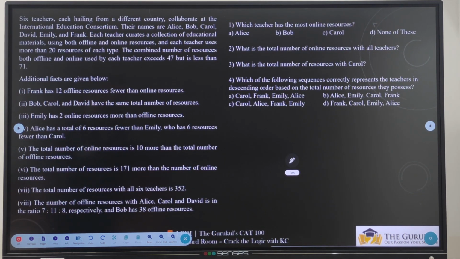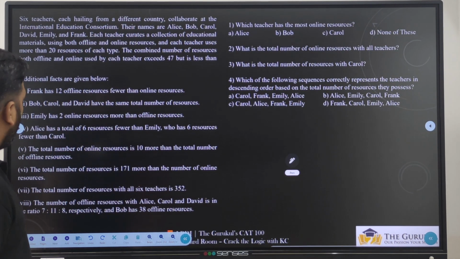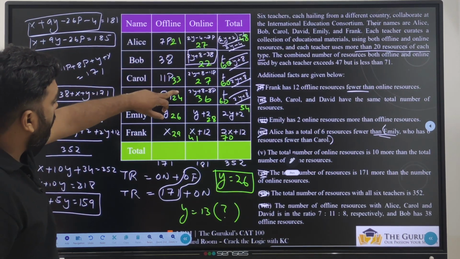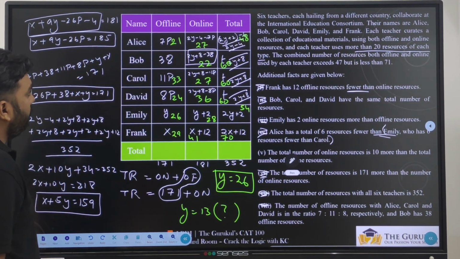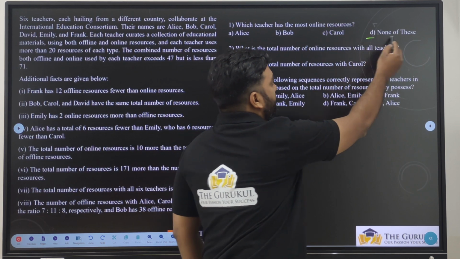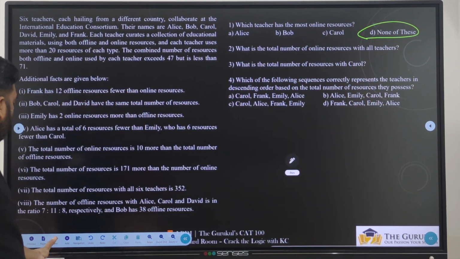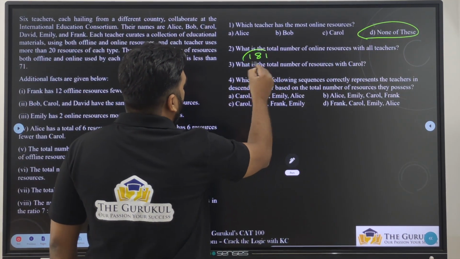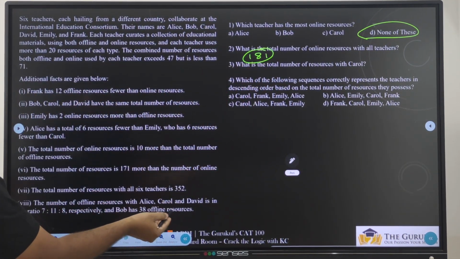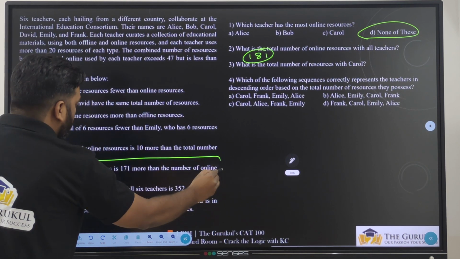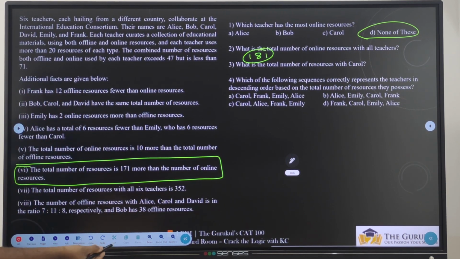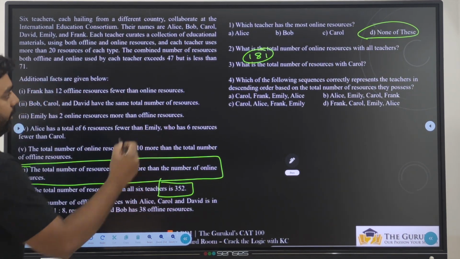Now let's look at the questions. Which teacher has the most online resources? Most online resources are with Frank. That is option D, none of these. Next, what is the total number of online resources with all the teachers? Total online resources 181. For that 181, we don't even need to solve the problem. If you read this one statement carefully, then we will get that 181, because this and this together is 181.